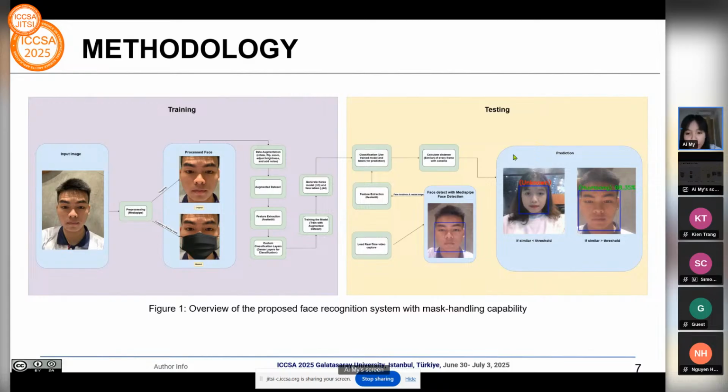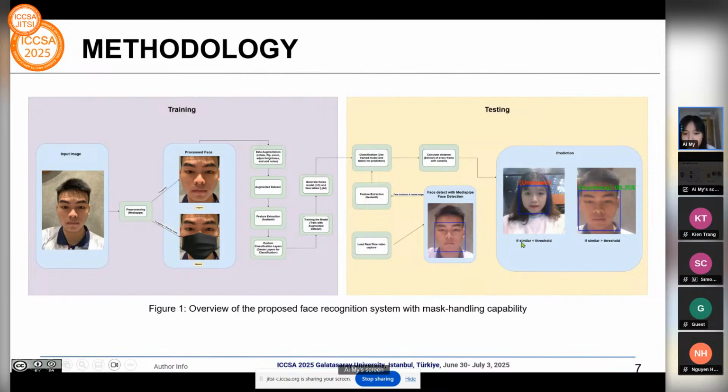It uses MediaPipe to detect faces in each frame and ResNet50 again to extract embeddings from the detected face. These embeddings are compared with the known embeddings stored during training. Based on the similarity score, if the match is strong enough, meaning the score is above the predefined threshold, the system identifies the person as shown in the right image. If the score is below the threshold, the face is labeled as unknown.